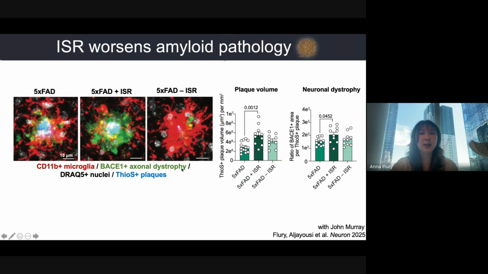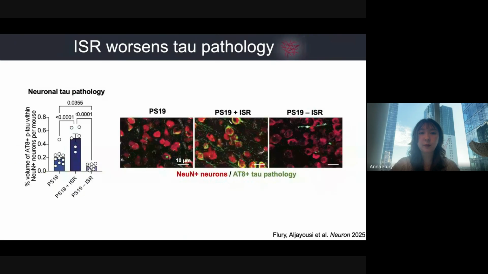We also looked at the plaque load itself, which was also worsened when we increased microglial stress, and neuronal dystrophy, which is here marked in green, was also worsened by increased microglial ISR. Similarly, we saw this with tau pathology: when we increase ISR in a mouse model that can recapitulate tau pathology, we see much worse levels of tau. Conversely, if we inhibit microglial ISR, tau levels go back down.